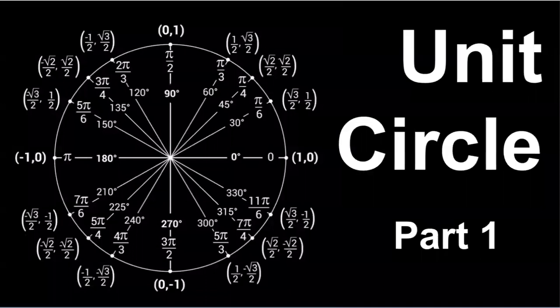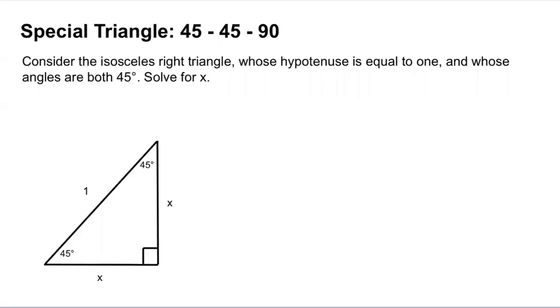This is going to be our first video in our series about the unit circle. In order to understand the unit circle, we have to understand the properties of two special right triangles, this one being the 45-45-90 triangle. At first, it may seem weird that we have to know the properties of a triangle in order to understand what a circle is, but it will all make sense in the coming videos.